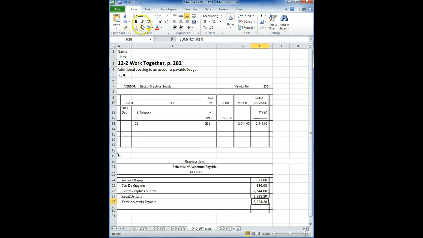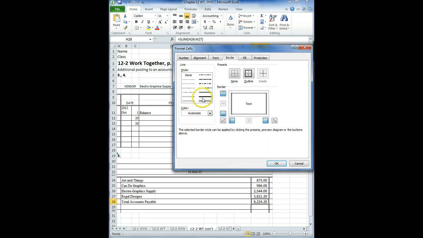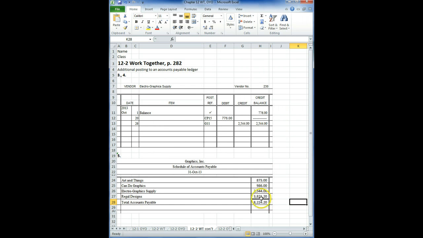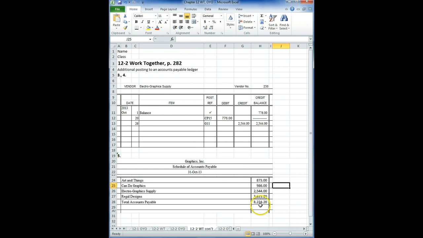So I am missing one thing though. I need to have, what do I need to have here, guys? I need to have my line showing there's a subtotal. And so you could do it that way, or I could have come over here to this box and gone thick bottom border. Either way would have worked just fine. Okay, so $8,224.20 is what we say we have in our schedule of accounts.